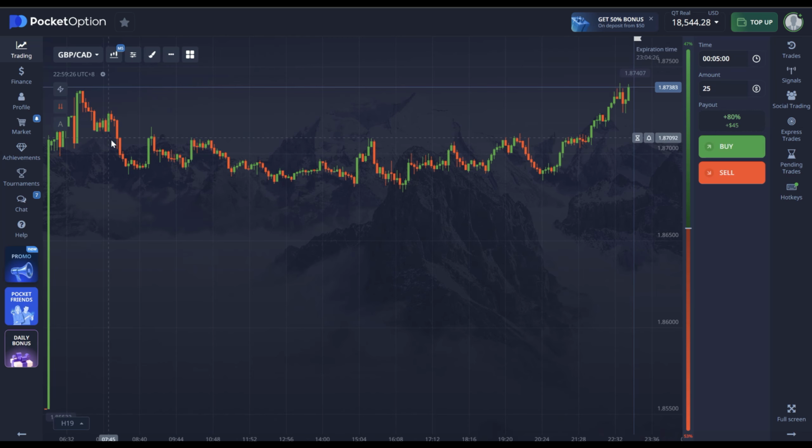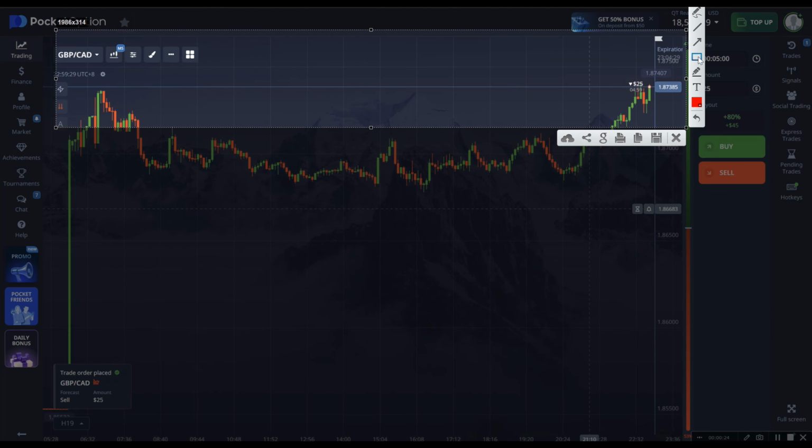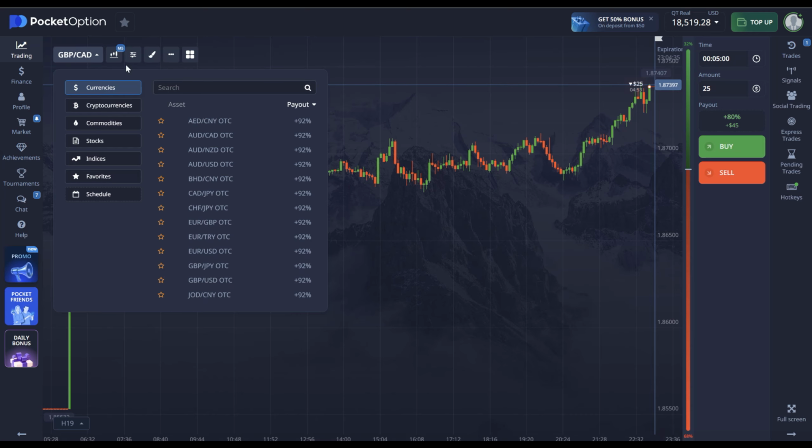British pound, Canadian dollar. We have a local maximum here, I think. I'll open a trade for a decrease. Why not give it a try? This is our zone, hopefully for a price reversal.